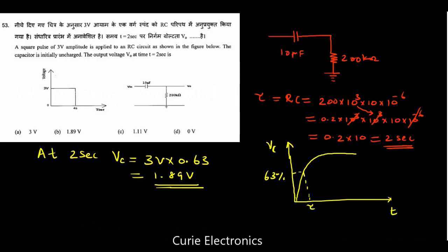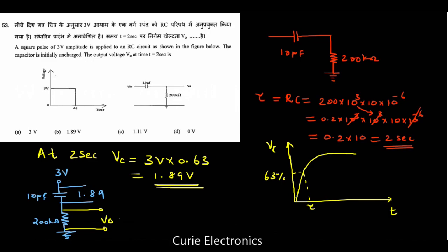Now we will find what is the V out. This circuit we can just write as a voltage divider, right? This capacitor we have here, a resistor we have here, resistor in series with the capacitor. This is 200 kilo ohm, and this is the capacitance value, 10 microfarad, and we are applying 3 volt here. Now we know at 2 seconds, that is at 1 tau, the voltage drop across the capacitor is 1.89. At the same time, what is the output voltage? That is the question. So this is our V out.